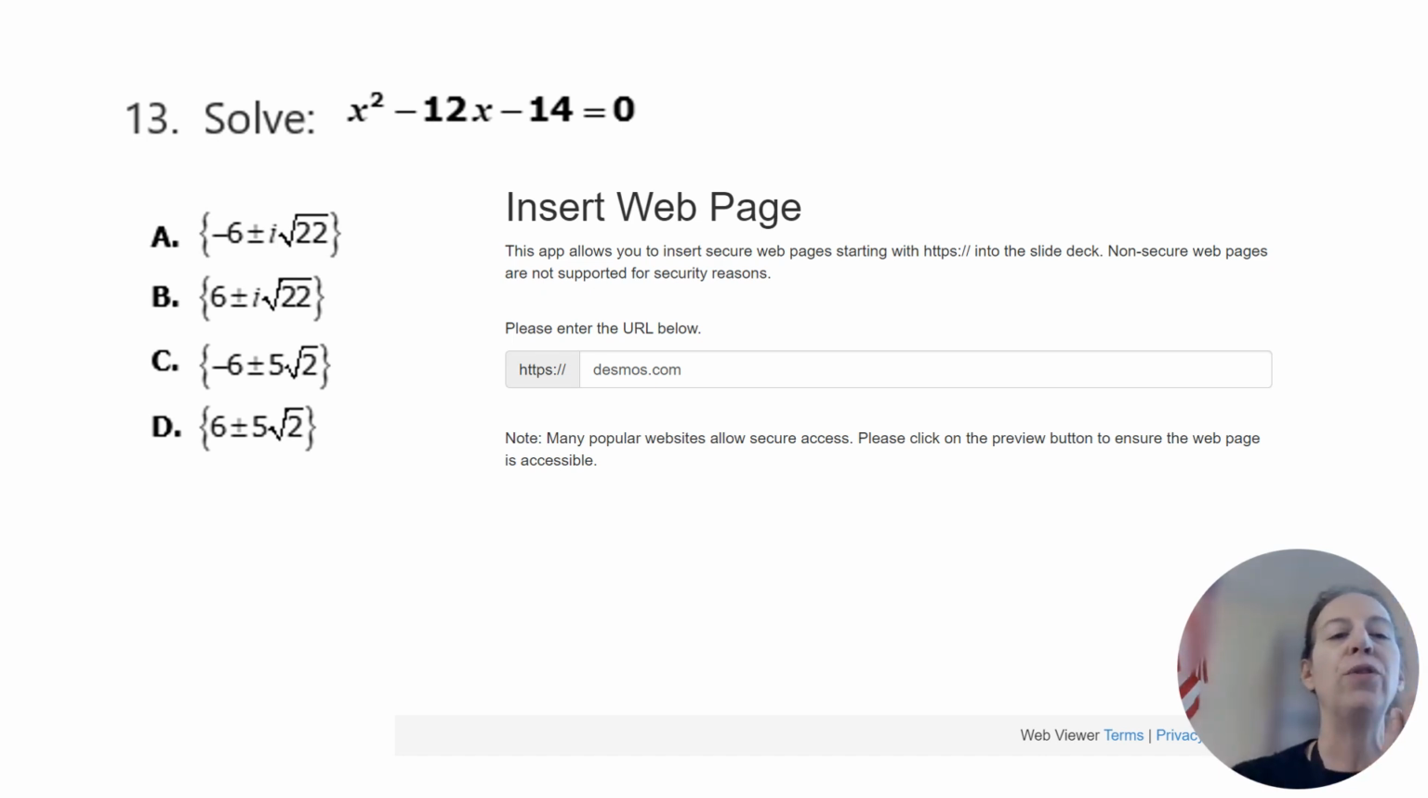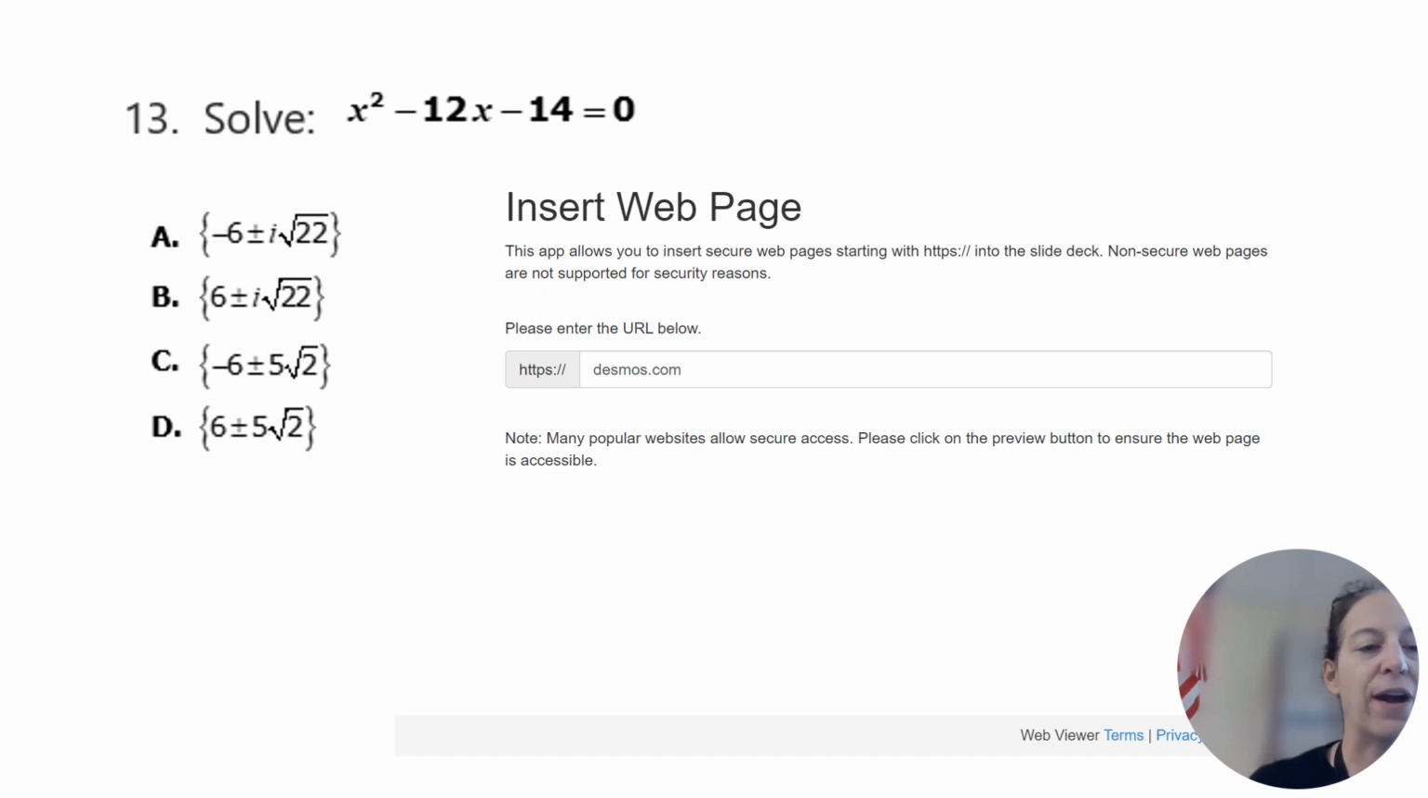So even if you don't remember how to do the stuff with the square roots in Desmos, you are not picking A and B. Don't pick A and B. A and B have i's in them. And this problem obviously has real solutions because you can see them on the number line. So the solutions are -1.071 and 13.071.